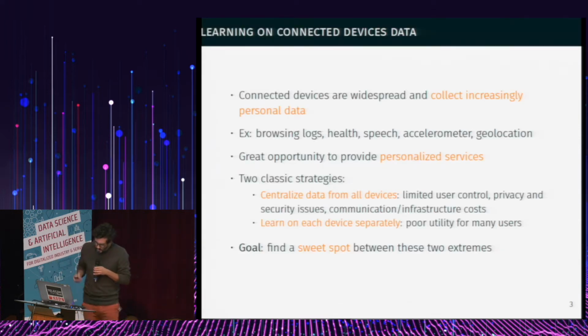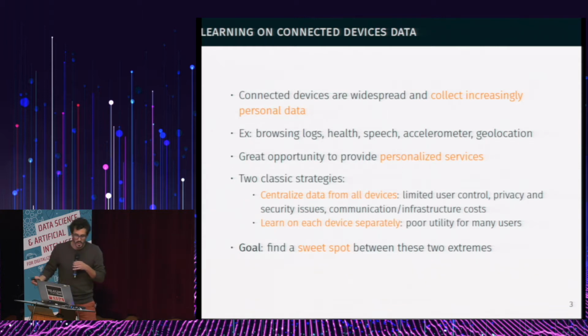The context that you can think about here for motivating what I'm going to present is this data that is collected at the user end. Nowadays there are those connected devices that are becoming widespread. Of course mobile phones, but also home assistants, smartwatches, and so on. And these devices are collecting increasingly sensitive and personal data because they are closer than ever to the user. You can think of browsing logs, some health data, some speech data, some geolocation, and so on.